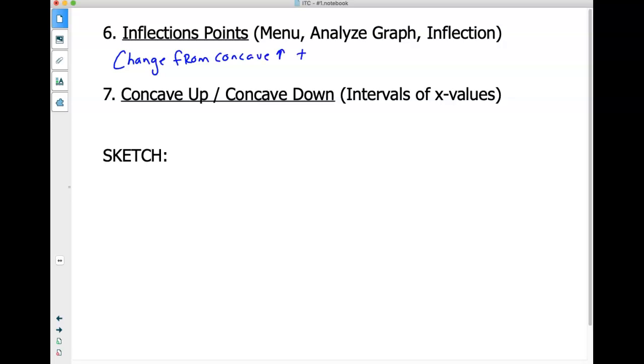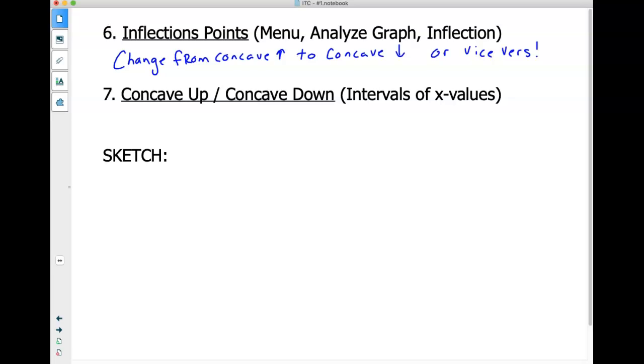Concave up to concave down, or vice versa. Doesn't matter. If I have a change from concave down to concave up, I have a point of inflection. I know in Algebra 2 we do identify these. They are very special points in calculus. When we talk about acceleration and velocity and position, inflection points are points at which your acceleration is zero, okay?